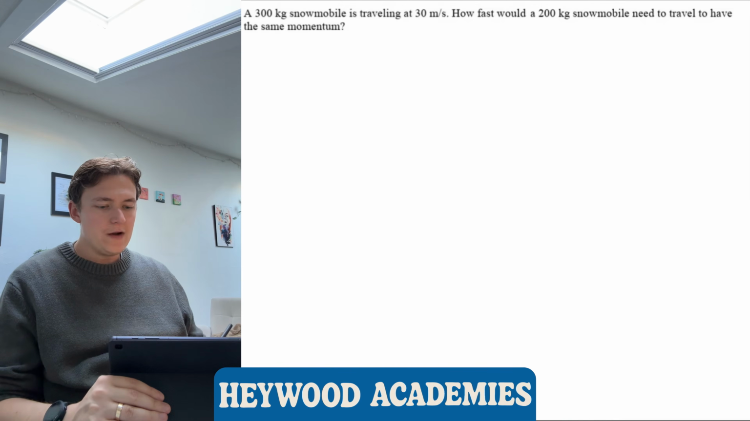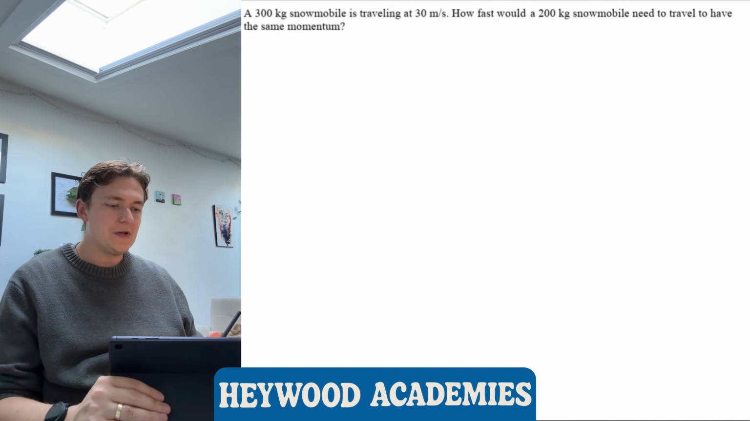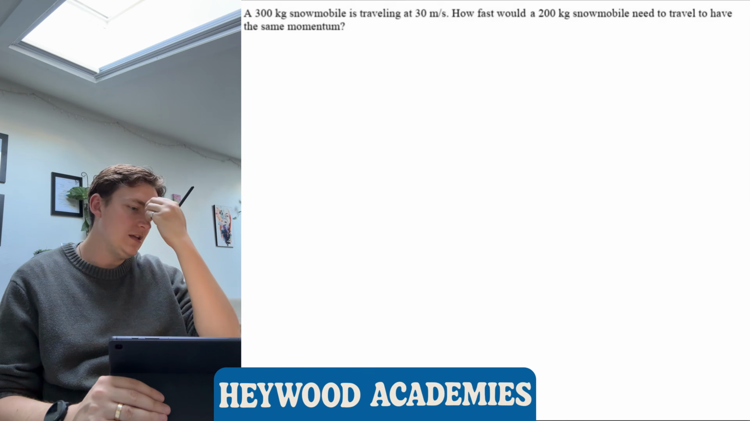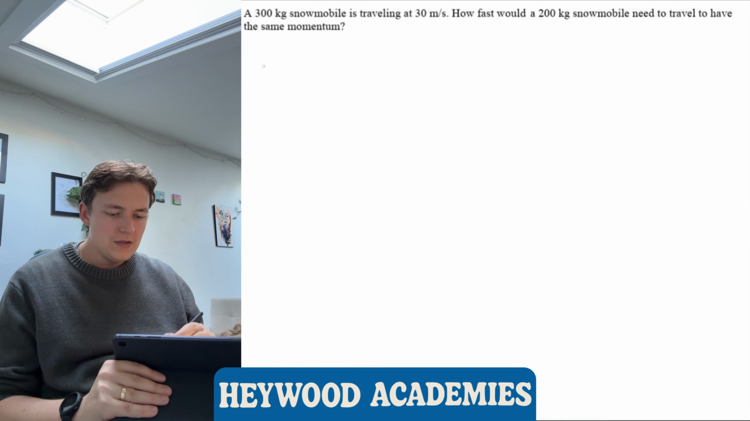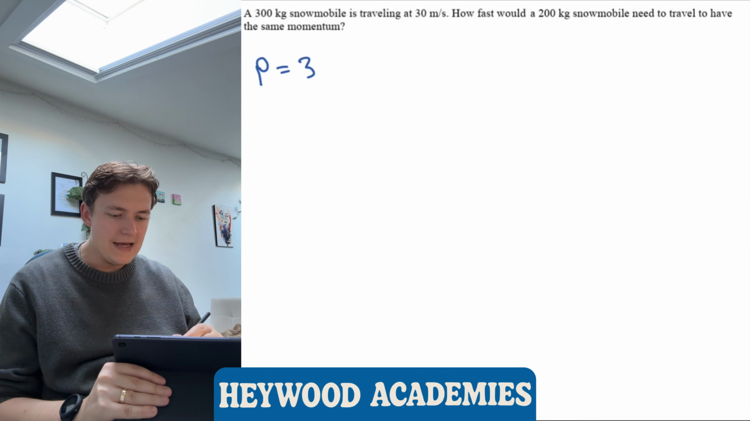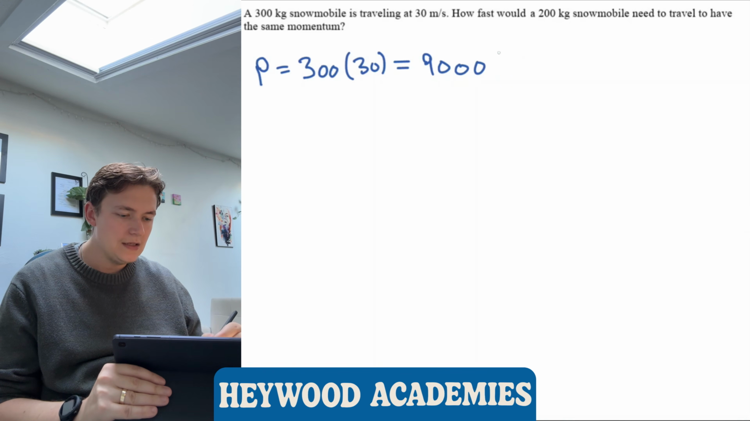A 300 kilogram snowmobile is traveling at 30 meters per second. How fast would a 200 kilogram snowmobile need to travel to have the same momentum? So let's start with the heavier one. That one's momentum will be its mass times its velocity. So we got 300 kilograms times 30 meters per second. So that's going to be 9,000 kilogram meters per second for the heavier snowmobile.